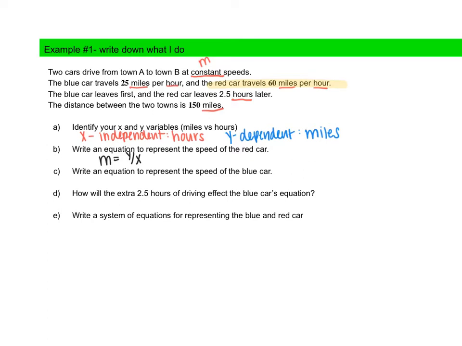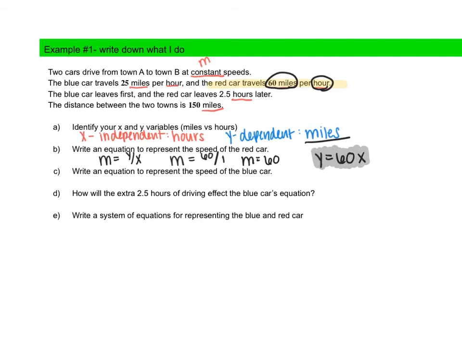So in this case, my y, my miles, is 60 miles. So it's going to be 60 over per hour. That just means per 1 hour. So m equals 60 over 1. That just means m equals 60. So that's my rate. If I were to write this in y equals mx plus b, y equals mx. So this is my equation for my red car. y equals 60x, because that's my rate.